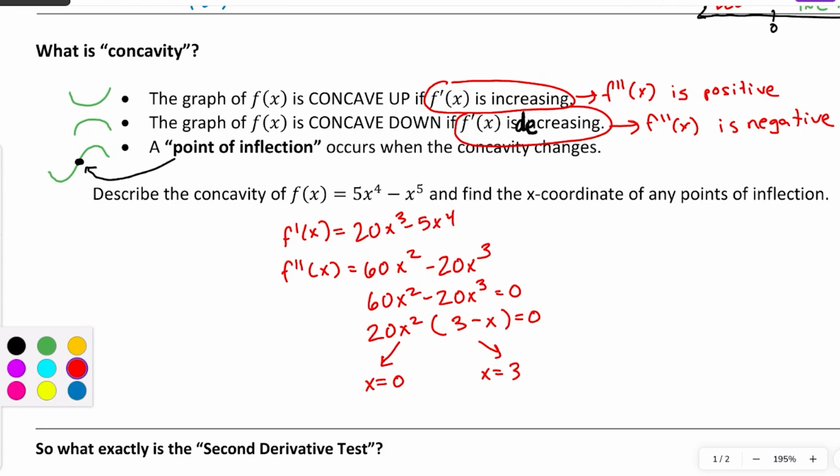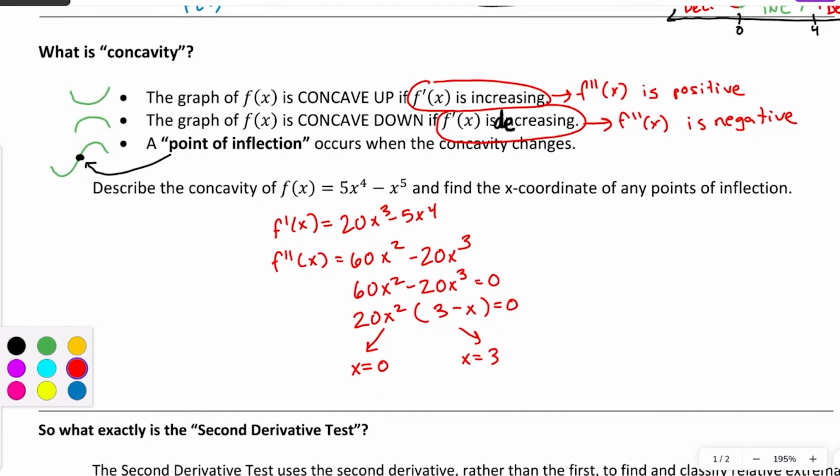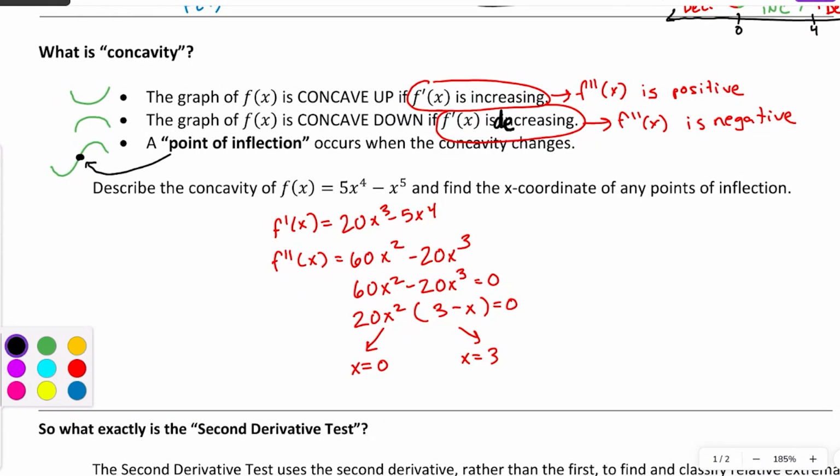Okay. So once you find your subcritical points, we're going to create a sign chart. This is going to be for F double prime. And we're going to be looking at the sign, whether this function's positive or negative, in between and surrounding these subcritical points at 0 and at 3.